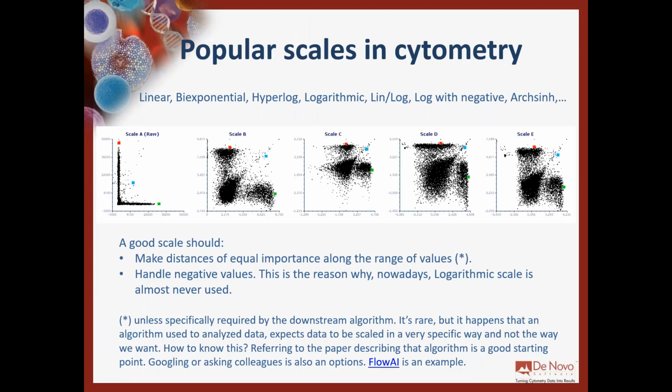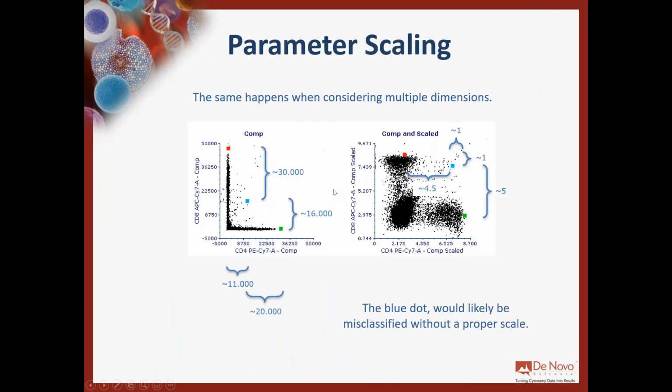What algorithm is the compensated and scaled sample applying? In this case, I don't want to tell you which scale I used, because I don't want to tell you to use this one. This is just one of the scales available in flow cytometry. This can be biexponential, this can be hyperlog, this can be arcsinh. I will show you this in a minute. So it's not really a matter of which scale, it's a matter of which scale and which setting, how you set that scale, because with different scales you can achieve the same results.